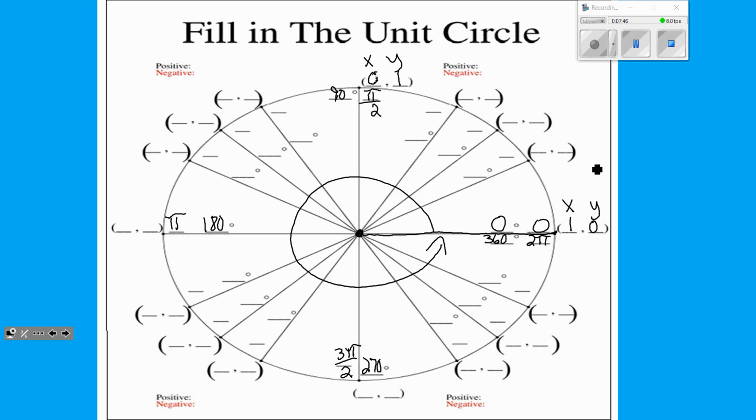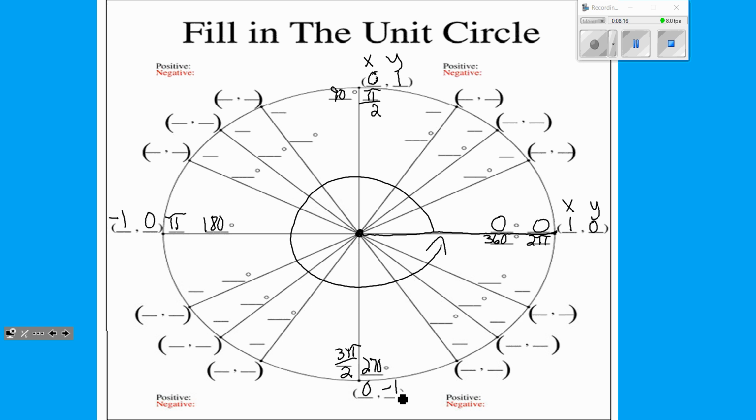Okay? All right. Over here at 180, it would be -1 comma 0. Very good, because you're going to the left. And then if I go down, it would be 0, -1. Any questions on that so far? Okay, and so that's all I want you to know for today.